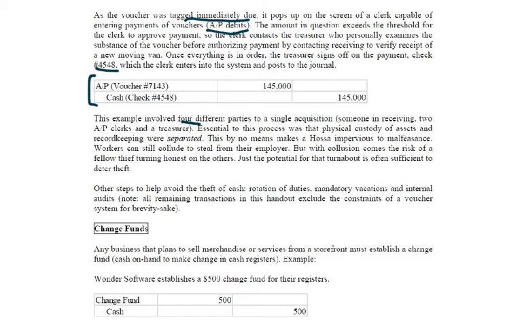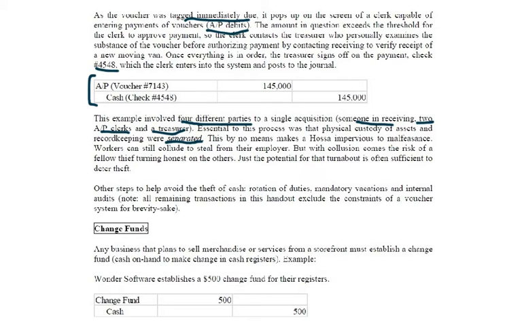We had 4 different parties to a single transaction because we had someone in receiving, 2 clerks and a treasurer. Now again, physical custody of assets was separated. This was very important. In other words, the people who took physical possession of the truck were in one department, and the treasurer was in another department. Neither one of those departments or people had any ability to enter anything into the accounting system. That's one thing we want to do. Custody of assets and record keeping should be separated, because that's a big risk.